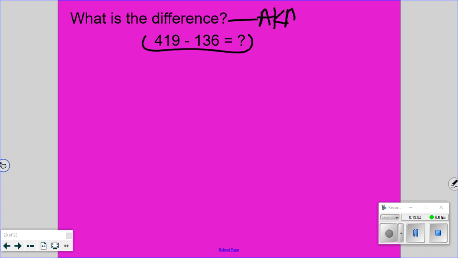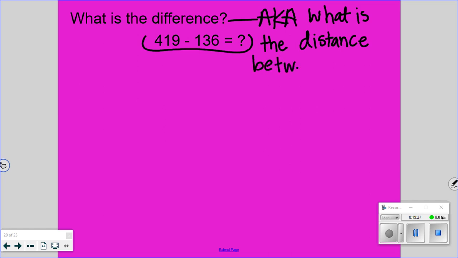AKA. If I'm writing, you're writing. What's the difference? AKA, what is the distance? That looks weird. I'm going to fix it for you. What's the distance between?